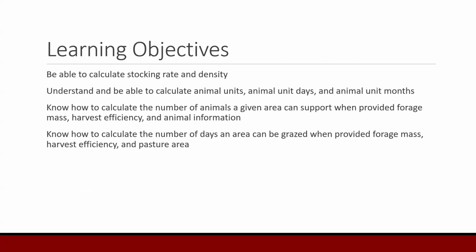All right. I want you guys from the material covered today to be able to calculate stocking rate and density, understand and be able to calculate animal units, animal unit days, animal unit months. Okay. Know how to calculate the number of animals that a given area can support if you're provided with forage mass, harvesting efficiency, animal body weight, and total number of acres. And then be able to calculate the number of days that an area can be grazed if given forage mass, harvesting efficiency, and pasture area.